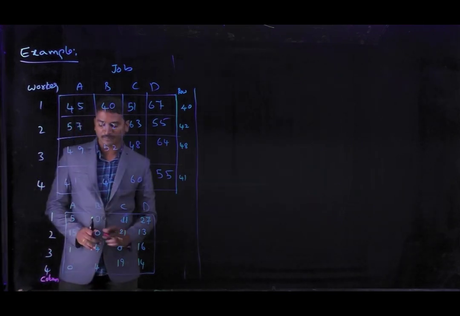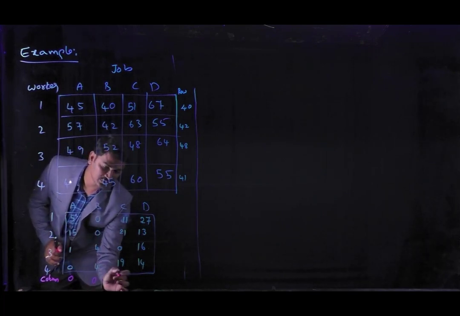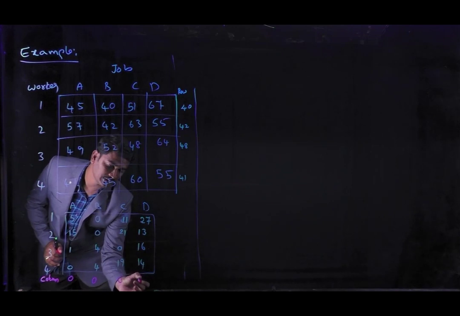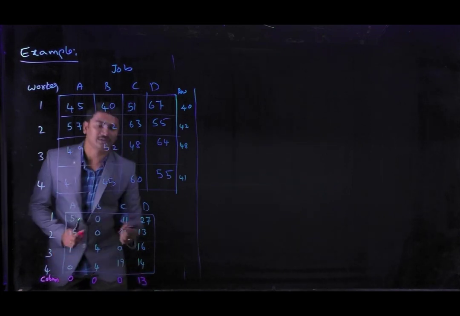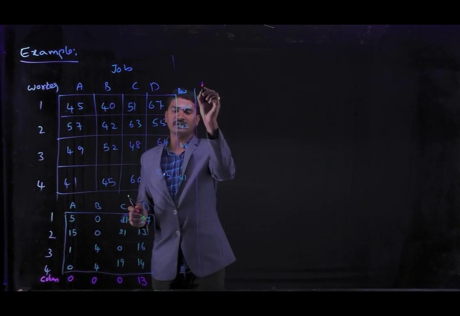Here, what is the column minimum? Here 0. Next here also 0. Here also 0. Here the column minimum is 13. Okay, next we are going to take the column subtraction.